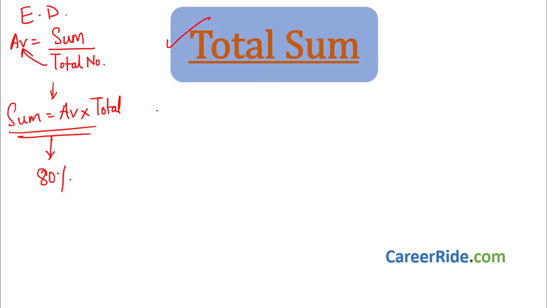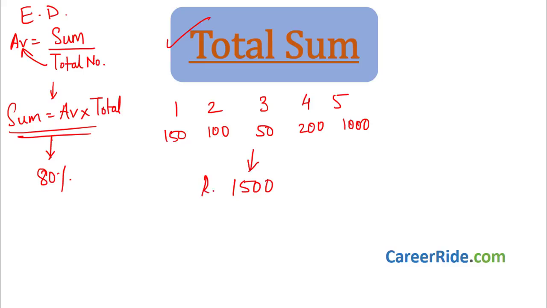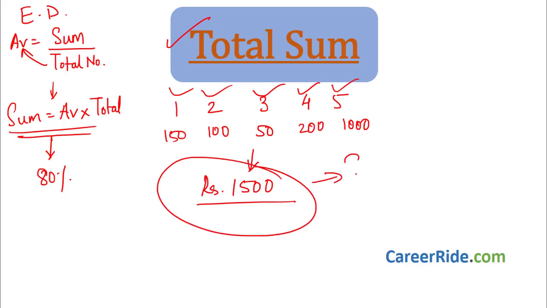Now over here, let us say there are 5 people, 1, 2, 3, 4 and 5. Let us say one has rupees 150, two has rupees 100, three has rupees 50, four has rupees 200 and the fifth one has say rupees 1000. Okay, so how much total money do all these 5 people have? That would be 150 plus 100 is 250, plus 50 is 300, plus 200 is 500, plus 1000, that is 1500 rupees. The total amount of money with these 5 people together is rupees 1500. This is nothing but the total sum.